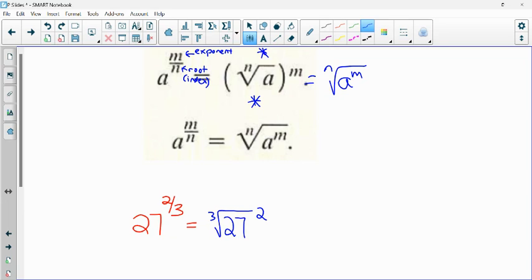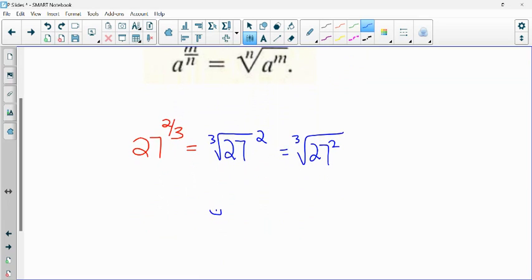Why are the top and bottom still, what do you mean? This one versus this one? They're still equivalent, because this is the same thing. A to the m over n also equals this. So you can also write it like this, where it's the cube root of 27 squared. All three of these are equivalent.